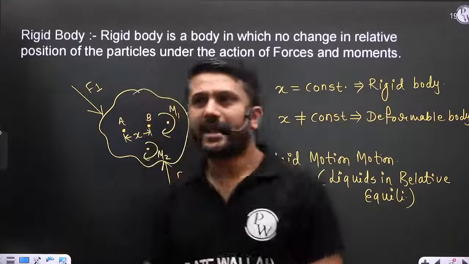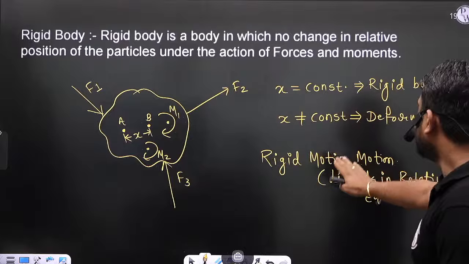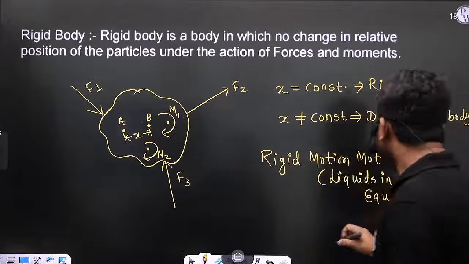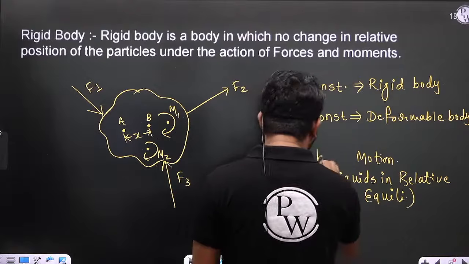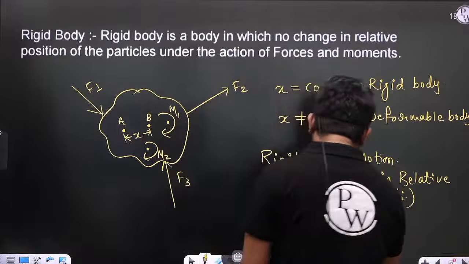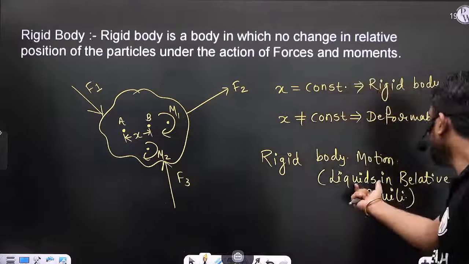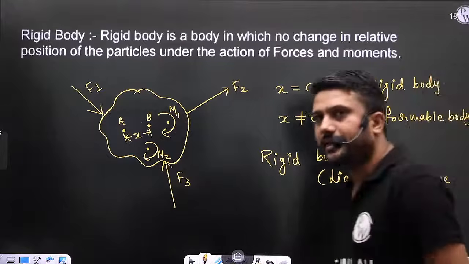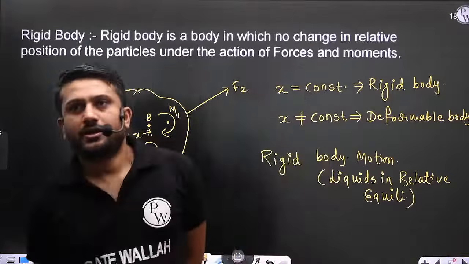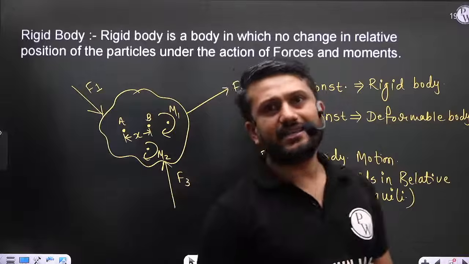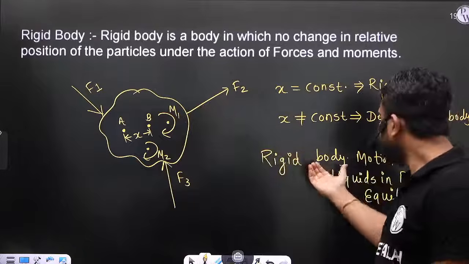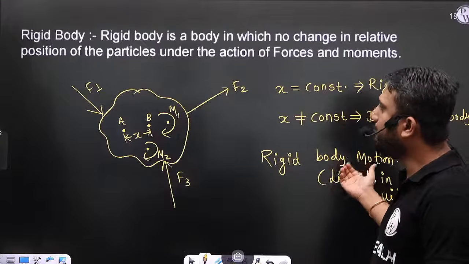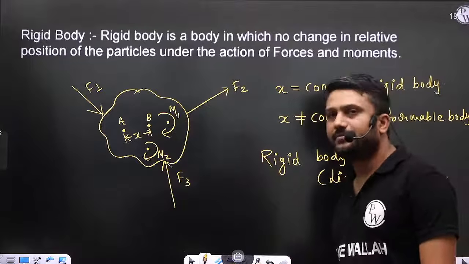In fluid mechanics, there is a chapter that is called rigid body motion, or in some books you get that chapter under the name of liquids in relative equilibrium. Now, you can understand the rigid body motion concept from the concept of the rigid body.